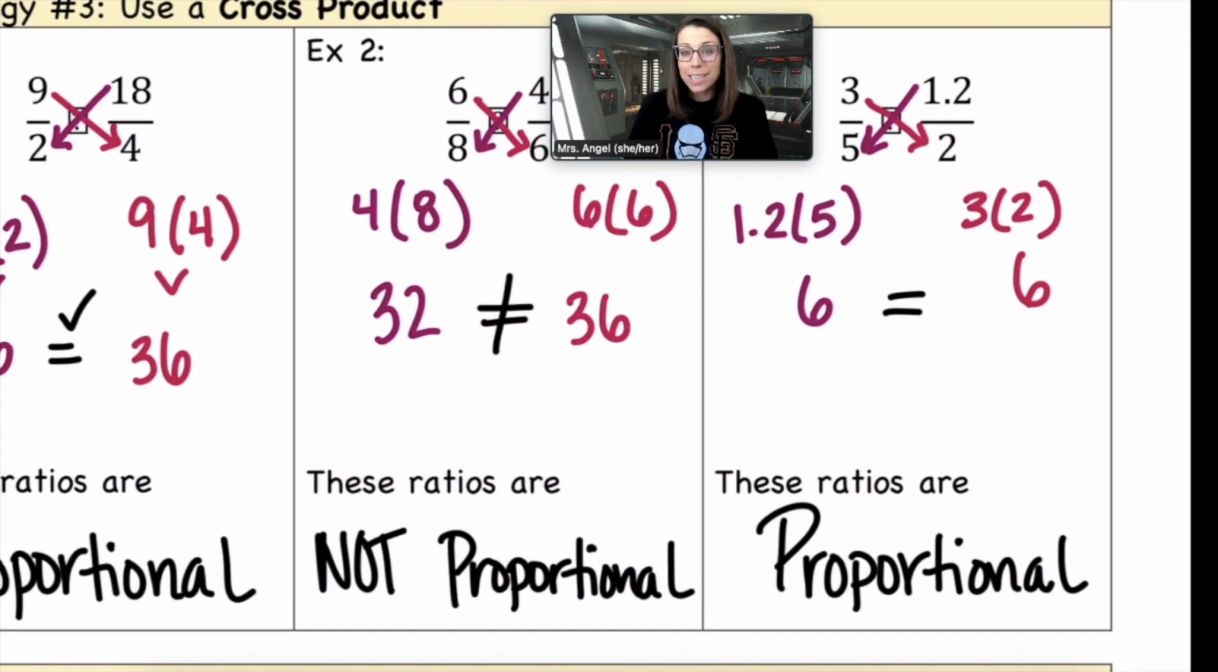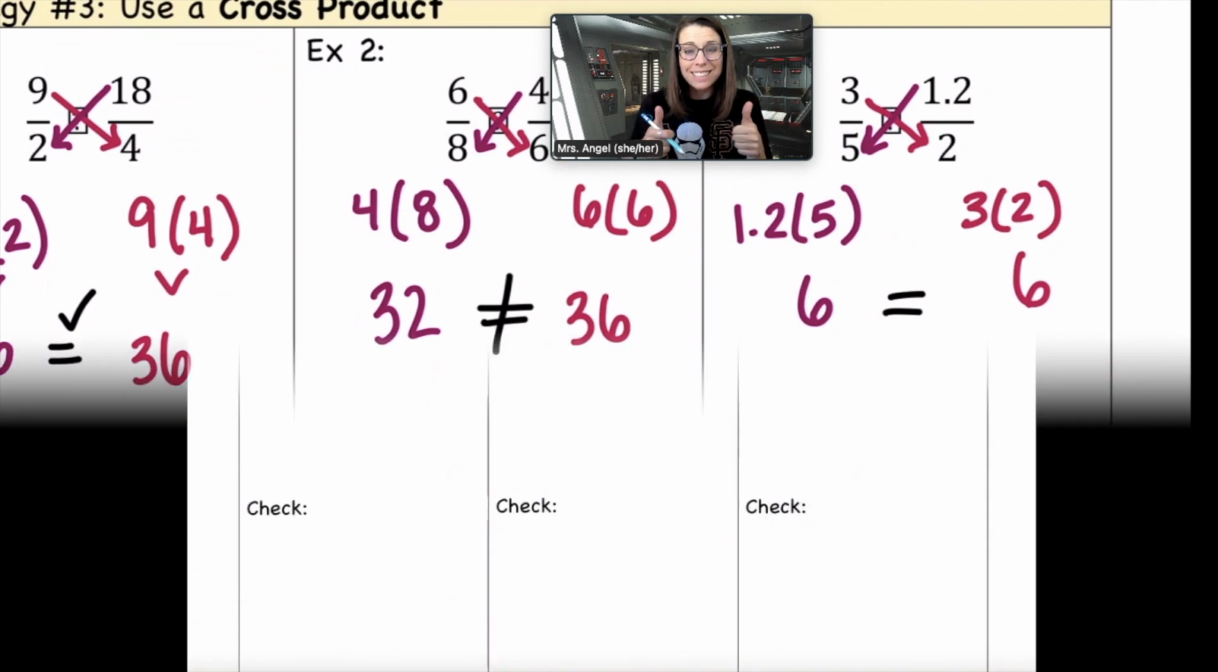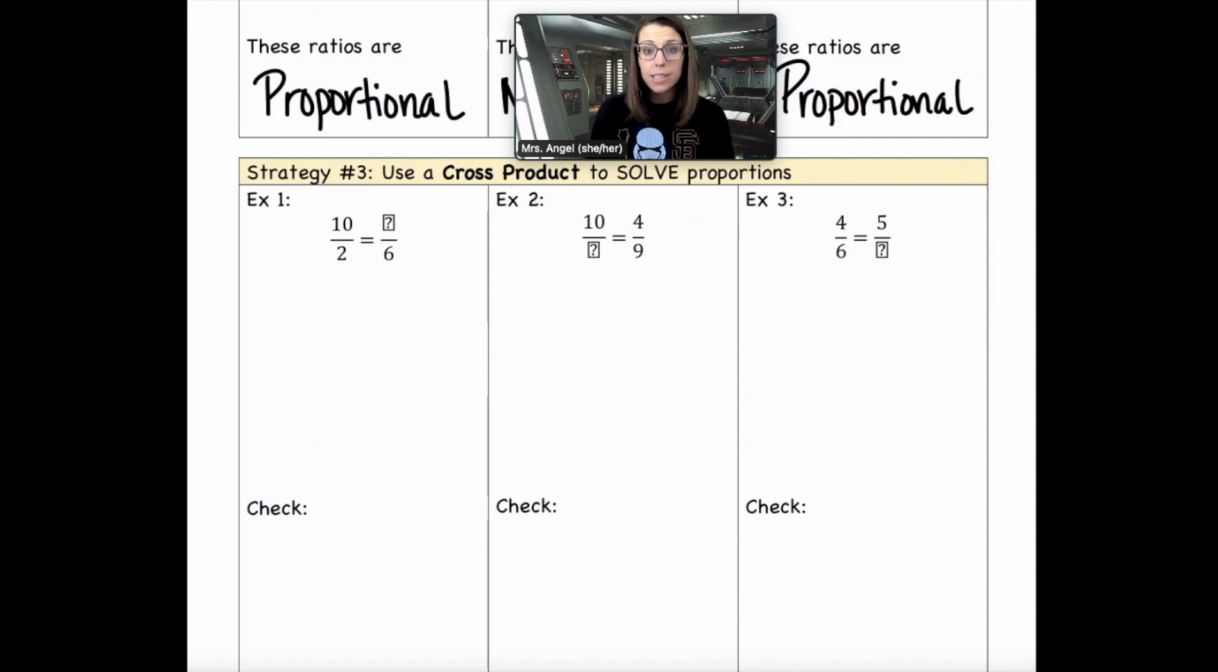Did you like dealing with the decimal? Well, if you did all of your math correctly, 6 does equal 6. The cross products are equal, therefore these ratios are proportional. The best part about cross products is they can be used to solve proportions.